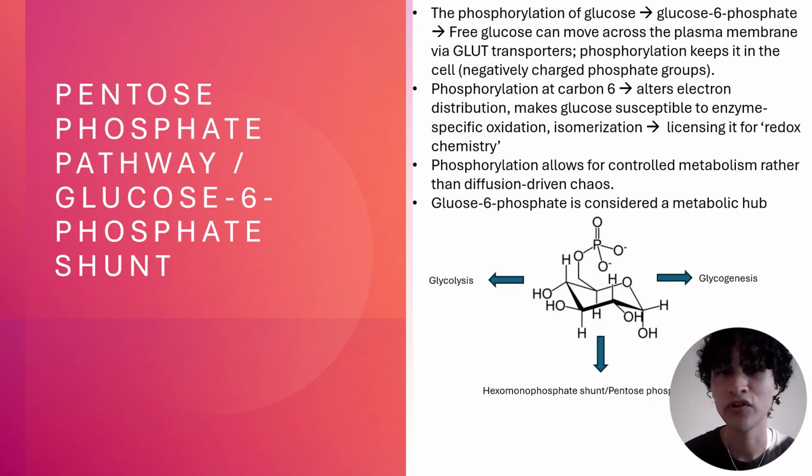Now, of course, it also makes the molecule itself more susceptible to enzymatically controlled reactions, or enzymatic isomerization, redox chemistry, which essentially drives a lot of these metabolic pathways. You're altering that electron distribution on that hexose ring. Now, of course, glucose 6-phosphate itself is essentially a metabolic hub, so it's capable of feeding into many different pathways depending on where you are in the body and depending on cellular needs.